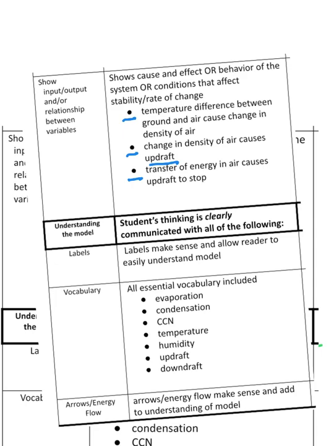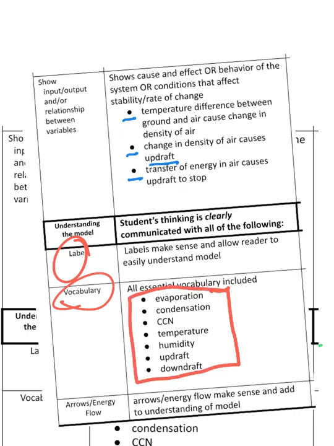You would also need to be sure to include some basics to help make your model easy to understand, such as labels, and including all essential vocabulary that we've learned in this unit. All the vocabulary words you need to use in your model are listed right here. And finally, you need arrows, and this will show energy and movement of matter. Make sure you are going back and using this rubric when you are working on your model, whether you're working alone or with a partner.